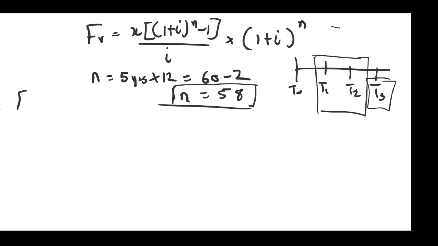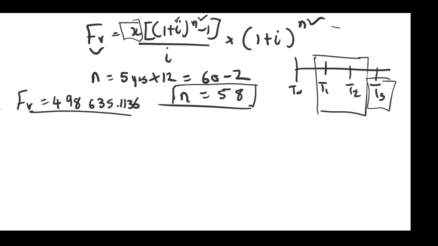So FV, by the way, is your 498,635.1136. This is your sinking fund, remember. So you have this, you have this, which is 3, and this you're given as 10.25, and you're required to find x. So this is what you're going to do.